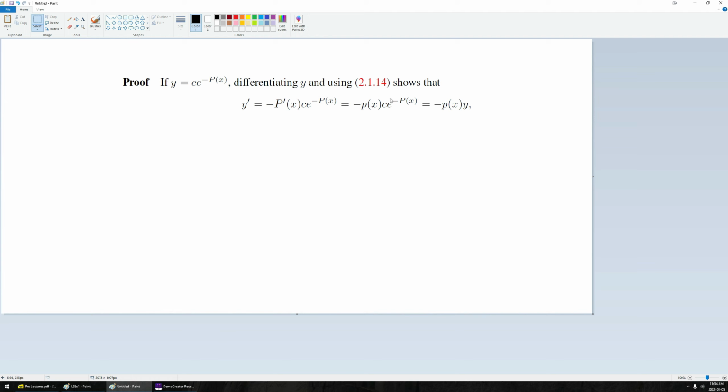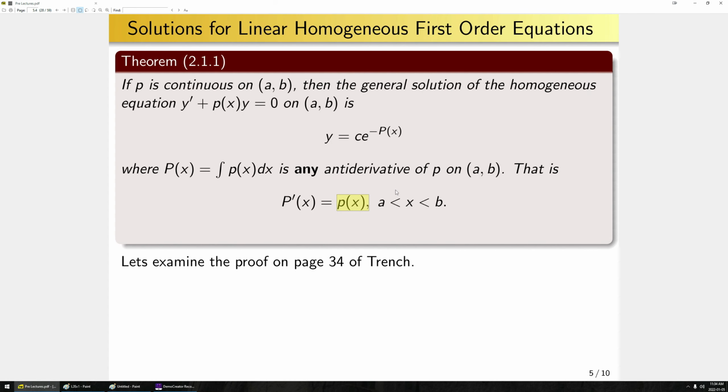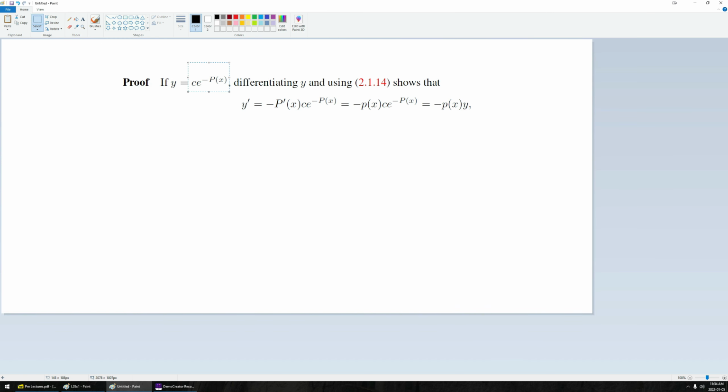And from here, I can use the fact that y is just equal to this. So I can say that y prime is equal to negative p of x times y. Well, that is exactly what I wanted to show. If I take that expression and add p of x times y to both sides of the equation, I get the differential equation that I wanted to find the solution of.